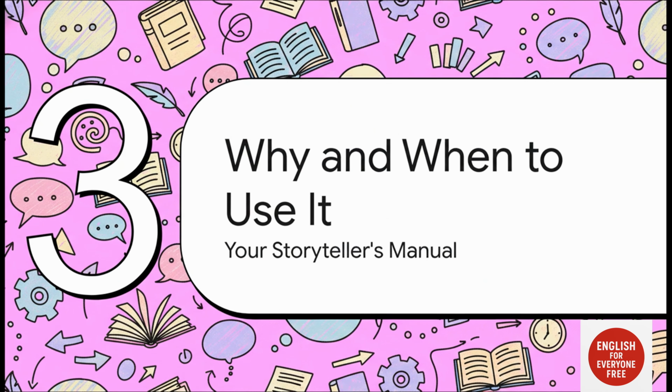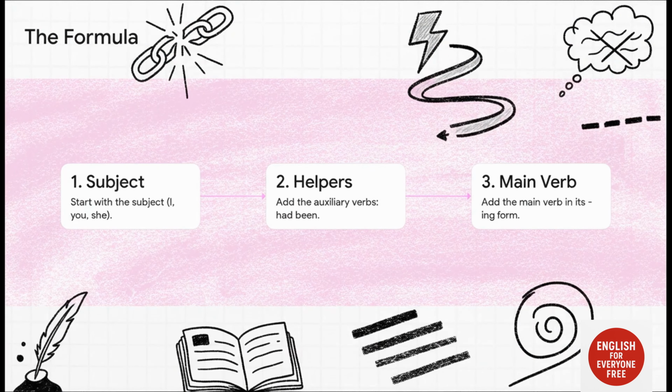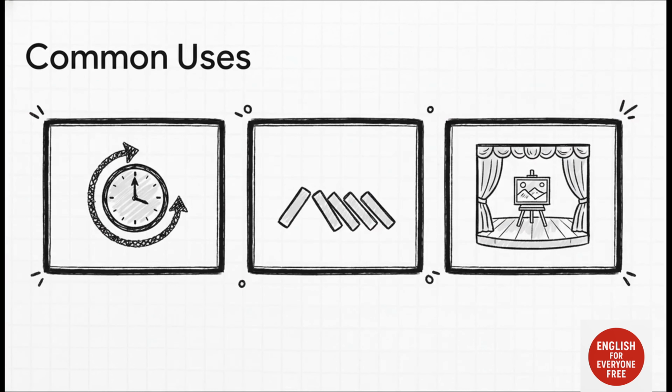All right, so now that you've seen its power, let's get practical. Think of this next part as your own personal user manual for the past perfect continuous. We're going to break down how to build it and, more importantly, when to use it. Building it is actually incredibly simple. Seriously, it's just a 3-step recipe that works every single time. You just take your subject, like I or she, add the magic words had been, and then stick an ing on the end of your main verb. That's it. I had been writing. They had been studying. See? Easy.